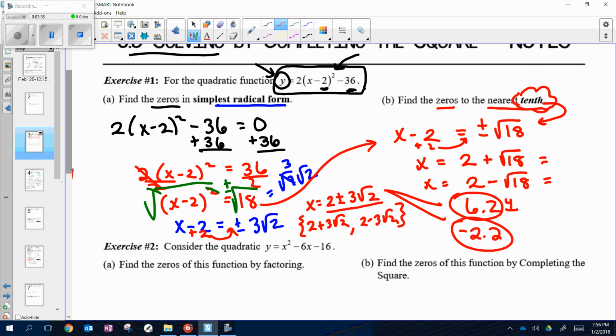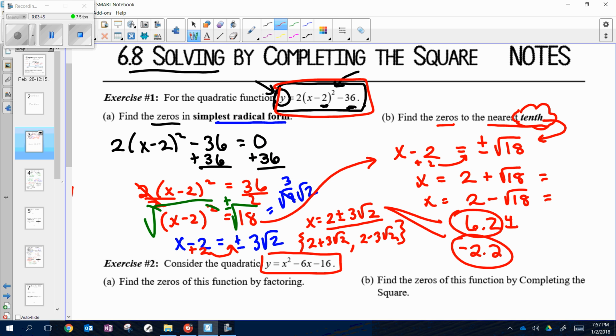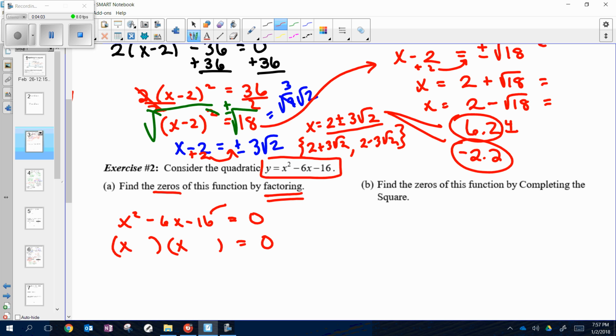Okay, so here's the deal. When you look at this equation, it's in standard form. The equation we just solved was in vertex form. So when it's in standard form, the first thing I would try to do is solve it by factoring. So we're going to find the zeros. x squared minus 6x minus 16 equals 0. Hoping that it factors relatively quickly, if you're getting good at factoring. Two numbers that multiply to be 16 and give me a 6 are 8 and 2. Signs have to be different.